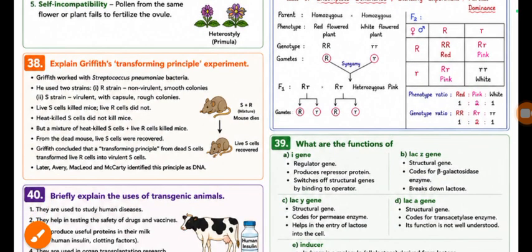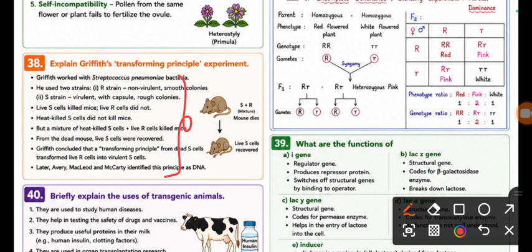Then we have Griffith transforming principle about S strain and R strain. S strain is virulent, that causes pneumonia, and R strain is non-virulent, that does not cause pneumonia. That experiment you need to remember.